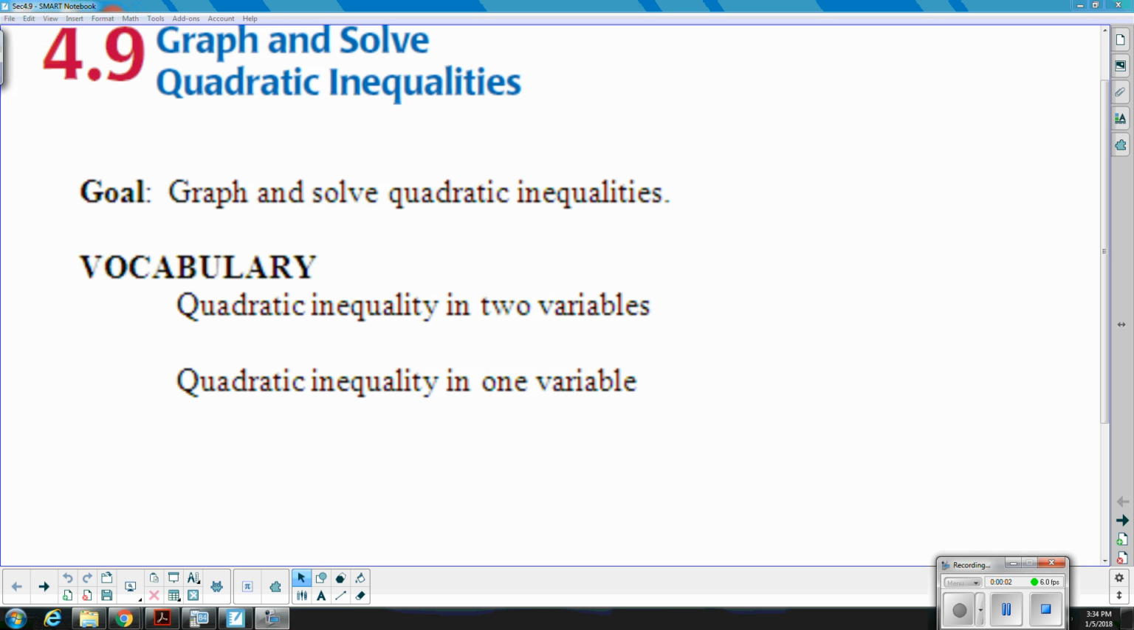Hi ladies, this is lesson 4.9. It's graph and solve quadratic inequalities.